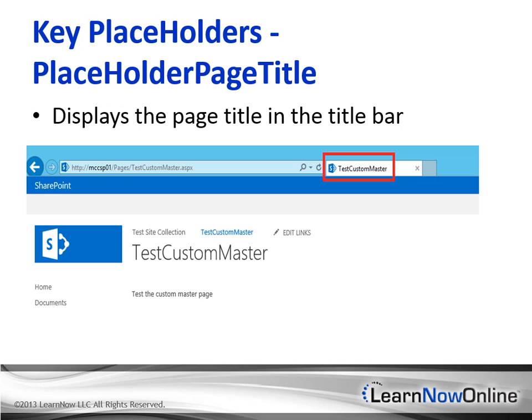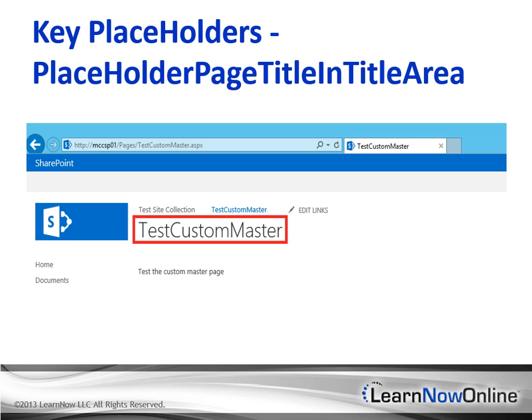Next we have PlaceHolderPageTitle. All this is responsible for is displaying the page title in the title bar. I know it doesn't seem like a big deal, but it's nice that we have all these hooks. And really that's what these placeholders are. They're just hooks, another hook that the SharePoint architecture is giving us. Rather than having everything very rigid, if we want to change the title in the title bar, we could do it here using this placeholder.